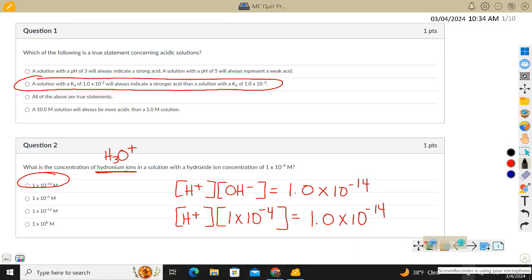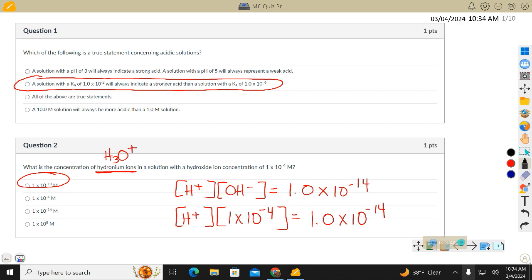Here are some practice questions on acids and bases. Question number 1 wants to know which of the following statements are true concerning acidic solutions. And you have to read them carefully. A solution with a pH of 3 will always indicate a strong acid. And if the pH is 5, it's always a weak acid. And although you may have been told that, it's not always true.